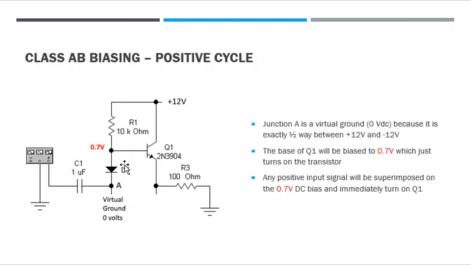The base of Q1 will now be biased at 0.7 volts, which just turns on the transistor. It needs 0.7 volts to turn on. We've got a diode here, a resistor, and a virtual ground, so we know it's going to be about 0.7 volts. Any positive signal coming in here is going to be superimposed on this point. So as soon as we get a positive signal here, this diode starts conducting.